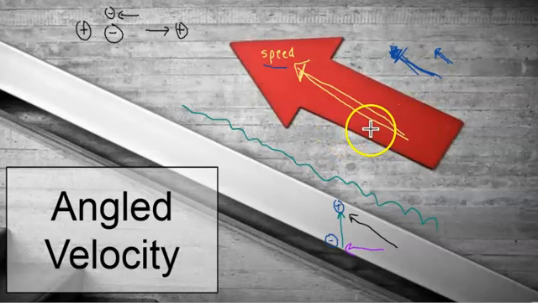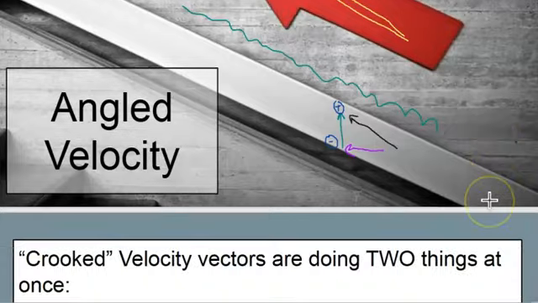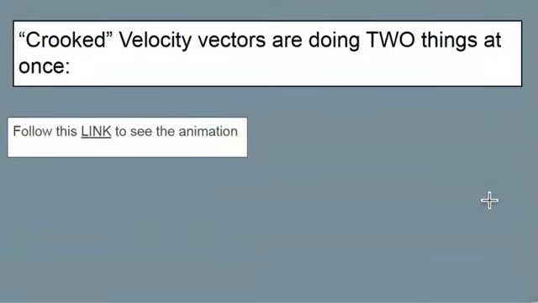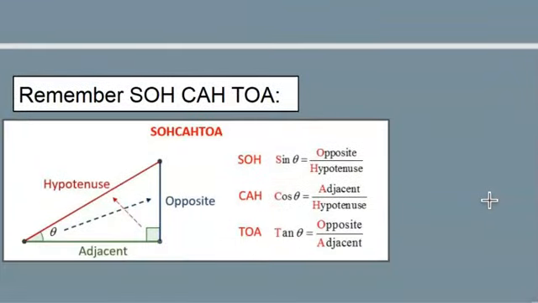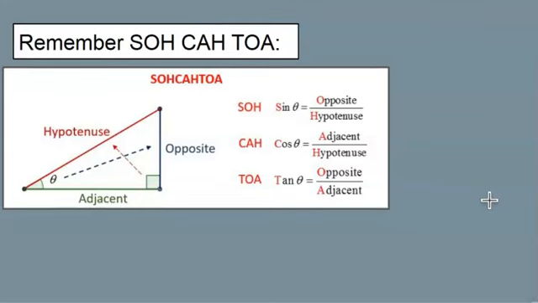And then we're going to look at what else there is to learn about it in terms of how far over and how far up you're going. Okay, so crooked vectors are doing two things at once. I think we talked about that enough. All right, so please write this down in your notes.